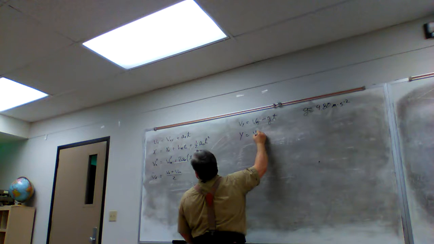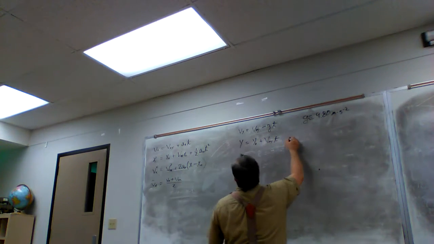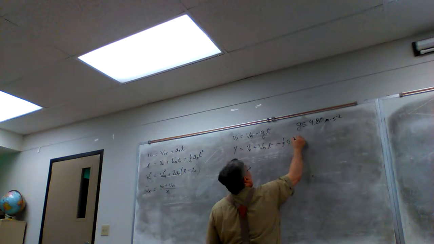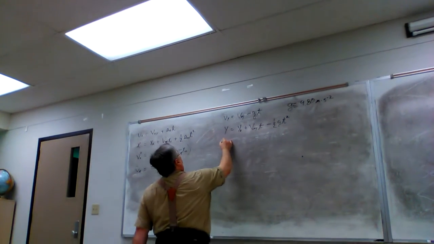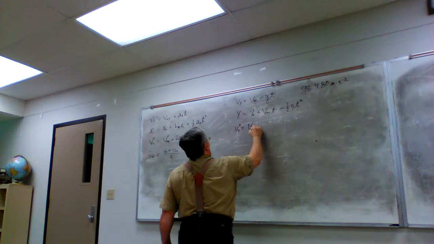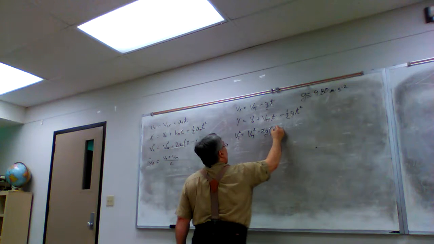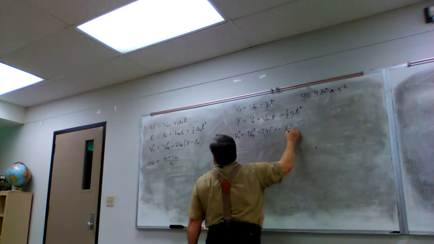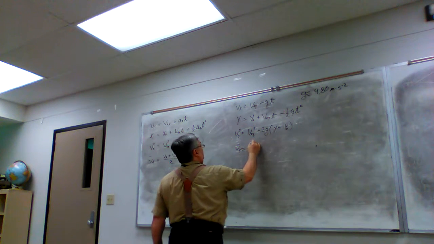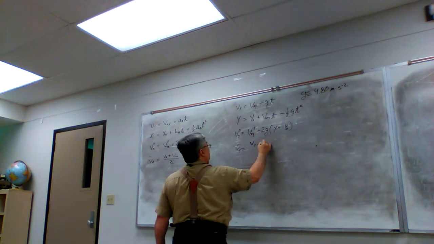y sub naught plus v sub naught in y times t minus 1/2 g t squared, v sub y squared equals v sub naught in y squared minus 2 times g times y minus y sub naught, and the average velocity in y is the average of the initial velocity and the final velocity.